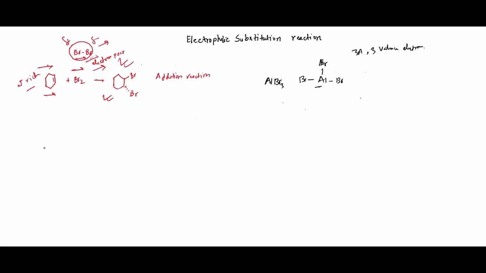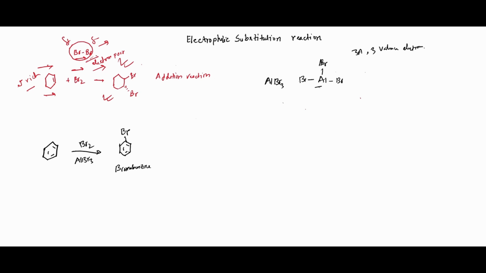So let's say that we have the same benzene ring, and we already have our bromine, and we introduced aluminum bromide, the Lewis acid. Now you'll see that we form a product like this, which is called bromobenzene. Now, what's the mechanism, right?